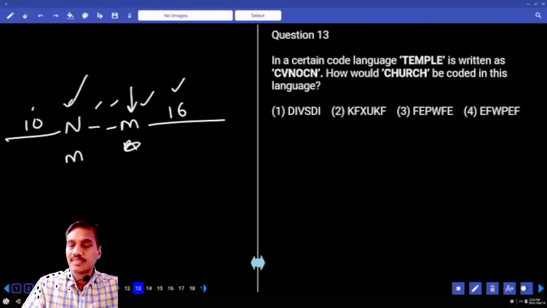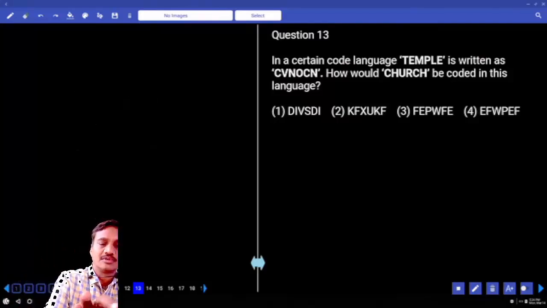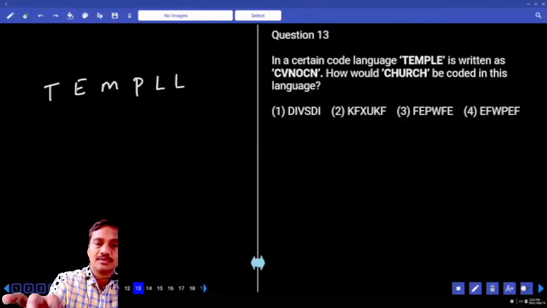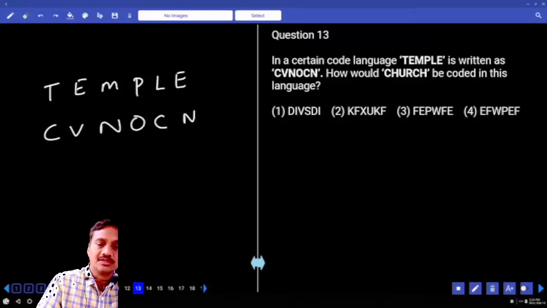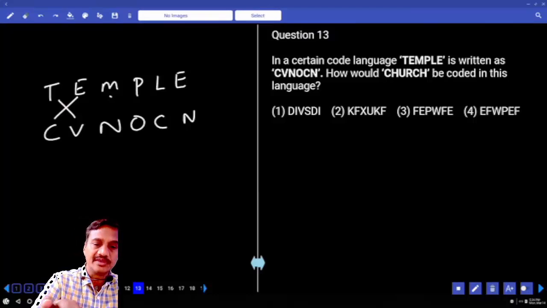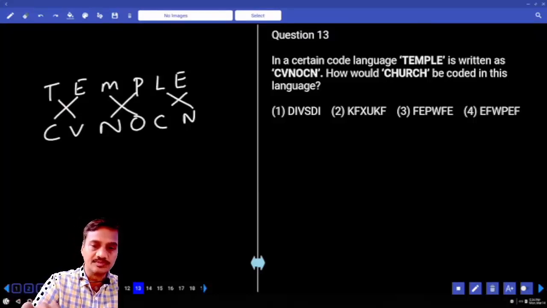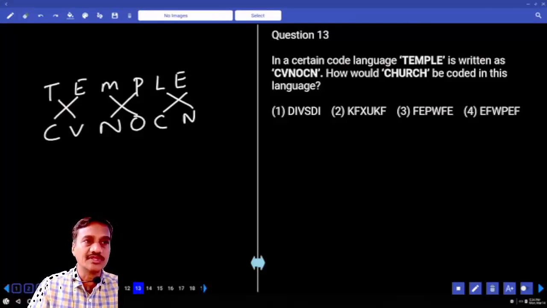Then 13th one, in a certain code language, the word temple is written as a coded word. Now TEMPLE. Now in this word temple, what is the code? CVNOCN. Now T and V. Now T plus 2 is V, E minus 2 is C. Plus 2 minus 2. M plus 2 is N, O, and P minus 2 is N. L plus 2, E minus 2. Plus 2 minus 2, plus 2 minus 2, plus 2 minus 2, then interchange.